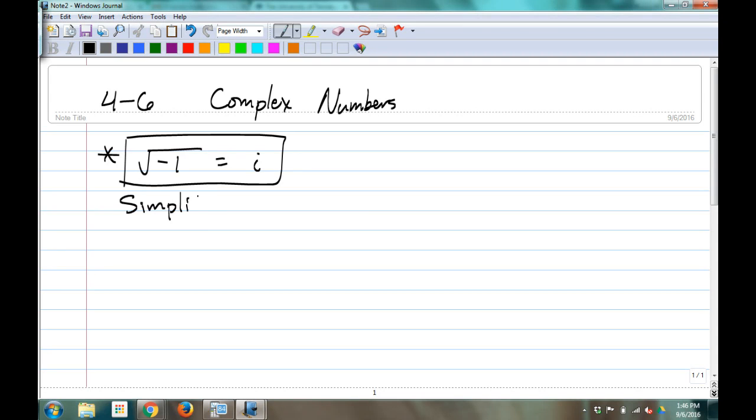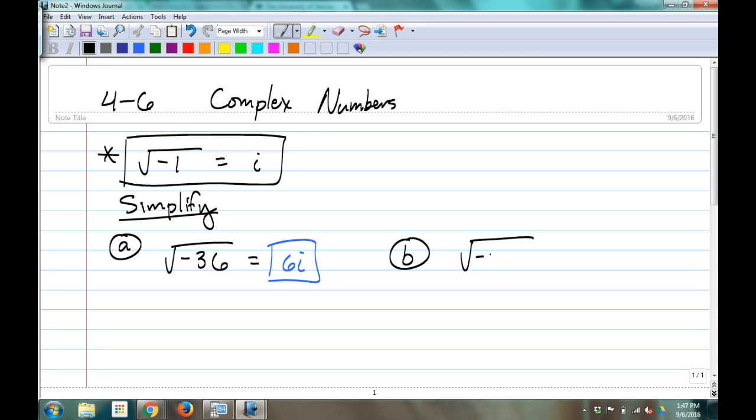So let's simplify some basic radicals, like the square root of -36. Because it's a negative number under the radical, we know an i is going to come out automatically. And then we're going to simplify that square root the way we did last week. What's the square root of 36? 6. So that's 6i. And that's the answer to that.